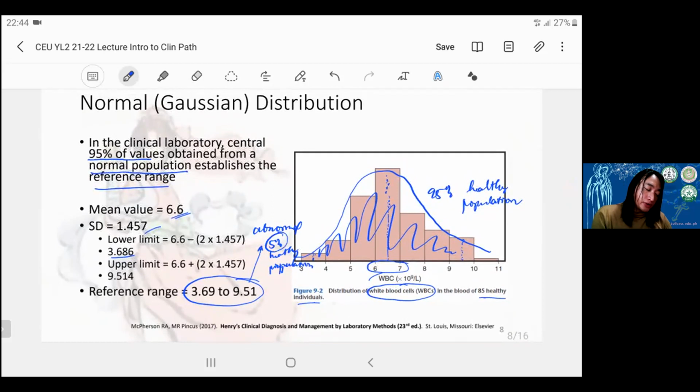And of course, you can further reduce this by correlating it with the signs and symptoms of the patient, determining the different sources of errors. So laboratory tests alone cannot give you the diagnosis. You still need to correlate it with the different signs and symptoms, the morphological changes, as well as the sources of error during the analysis of a certain test.